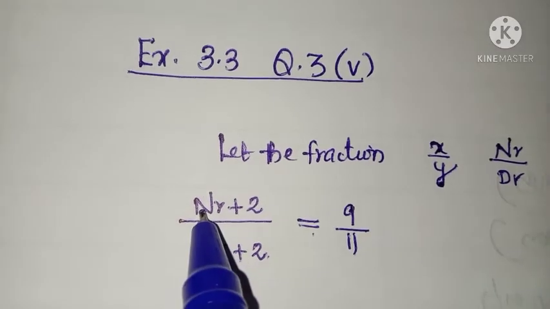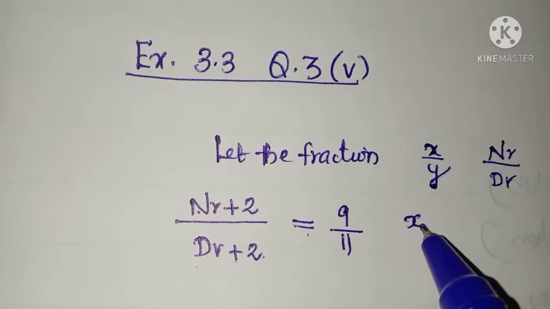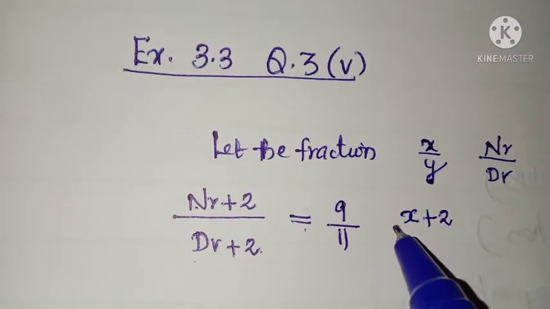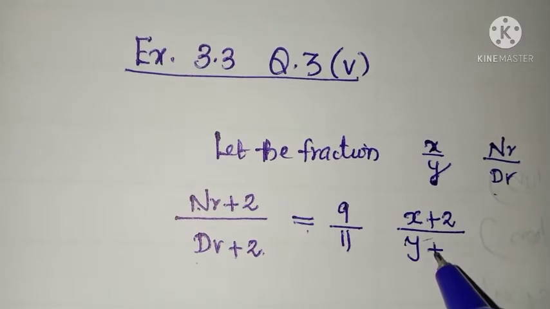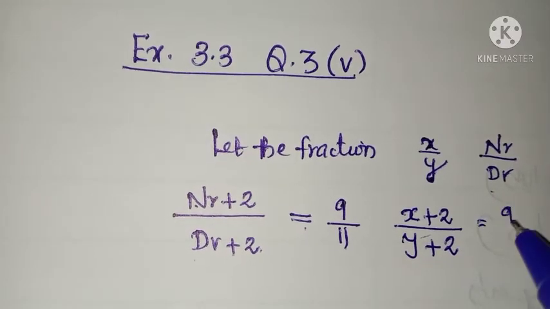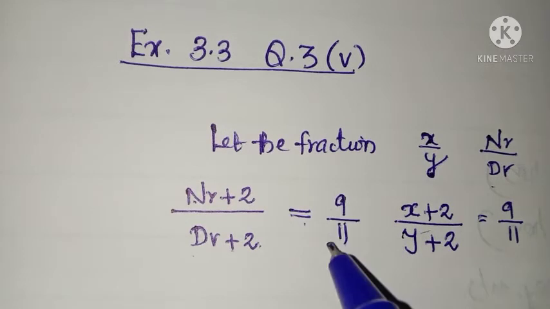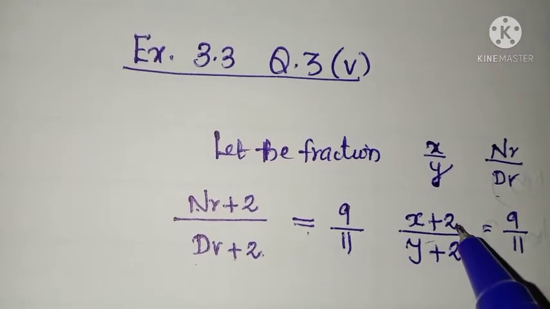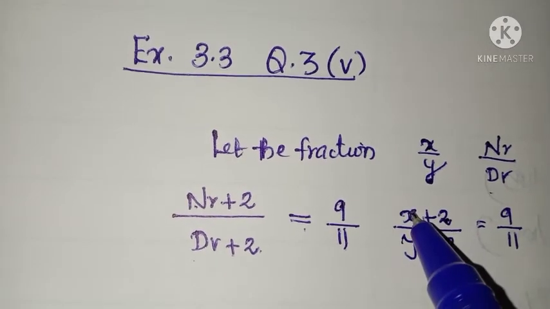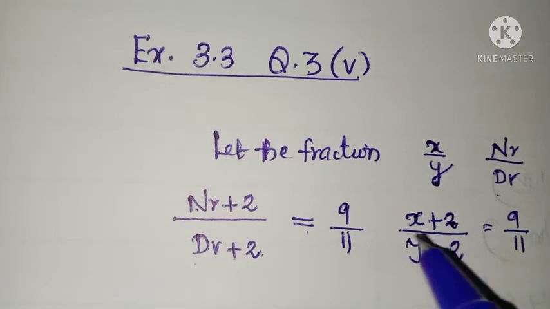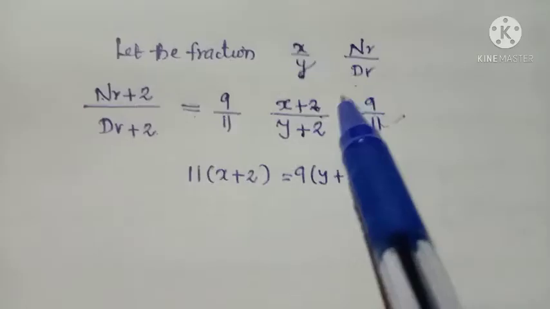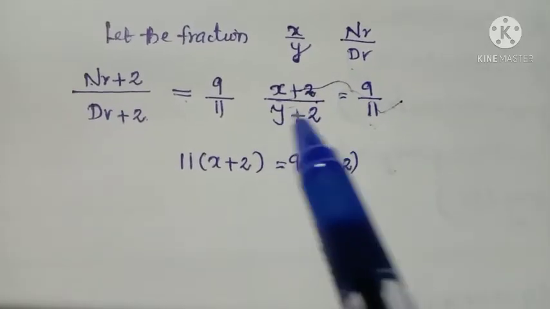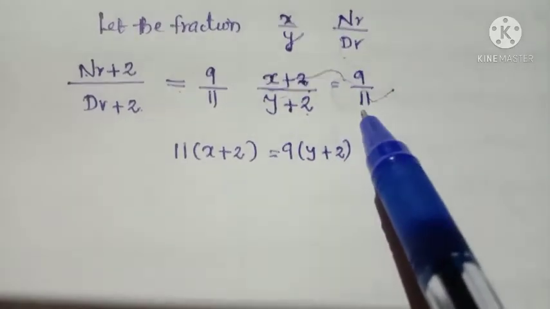Now what is our numerator? Numerator is x, so x plus 2, by what is the denominator? Denominator is y, y plus 2, is equal to 9 by 11. That is the first condition. If 2 is added to both numerator and denominator, the fraction becomes 9 by 11. Now listen, x plus 2 by y plus 2 is equal to 9 by 11.